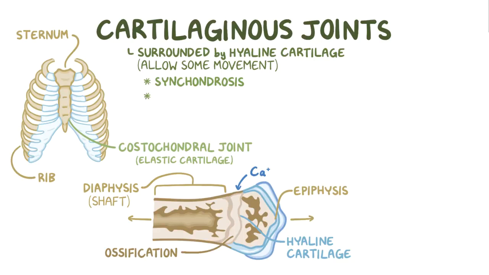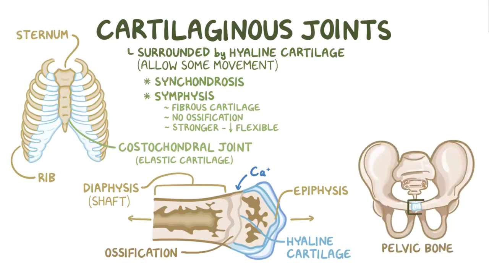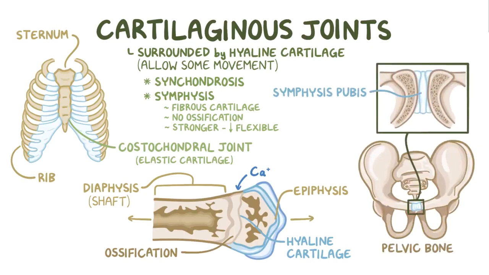Another type of cartilaginous joint is the symphysis, which consists of a tough, fibrous cartilage. Unlike the synchondrosis, the symphysis doesn't undergo ossification. Symphyses are stronger but less flexible than synchondroses, so they hold bones together tightly and only stretch a little bit. One example is the pelvic bone, which is held together by the symphysis pubis, and only stretches apart slightly, just enough to let the baby's head slip through during delivery.